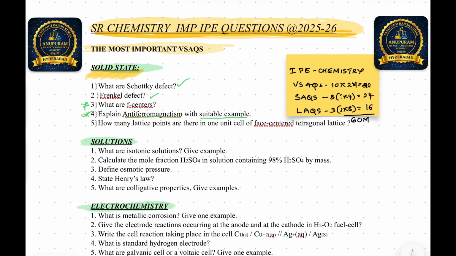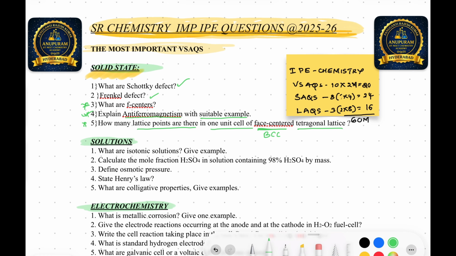Next one, how many lattice points are there in one unit cell of a face centered cubic lattice? Mostly they ask sometimes face centered, sometimes body centered, BCC, body centered cubic crystal. So mostly they are asking FCC and BCC. Don't forget. So these three are important.